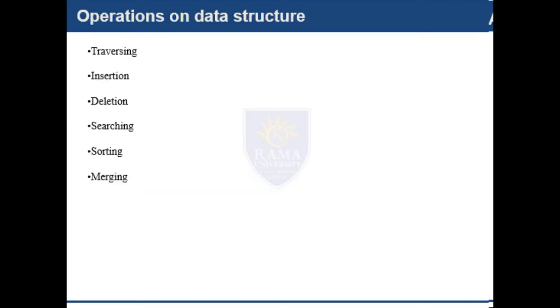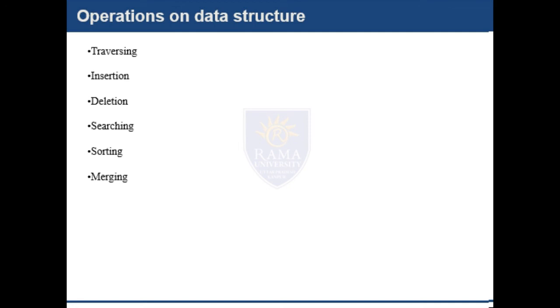Traversing the data structure means visiting each element of the data structure in order to perform some specific operation like searching or sorting. 2. Insertion. Insertion can be defined as the process of adding the elements to the data structure at any location. 3. Deletion. The process of removing an element from the data structure is called deletion. We can delete an element from the data structure at any random location.